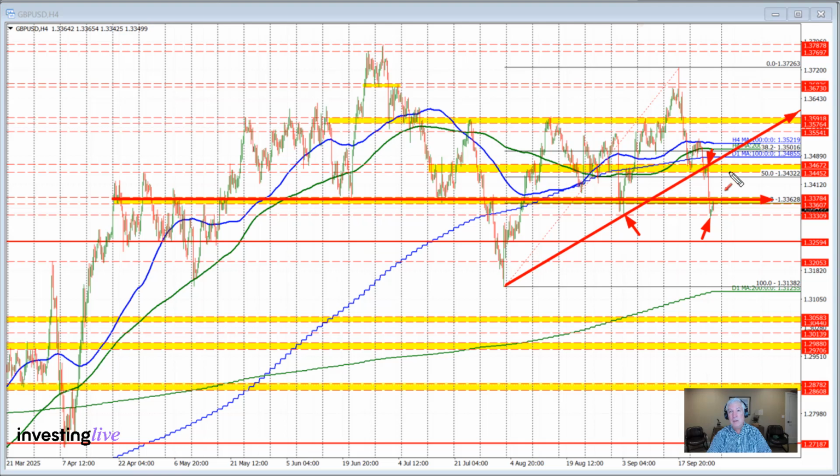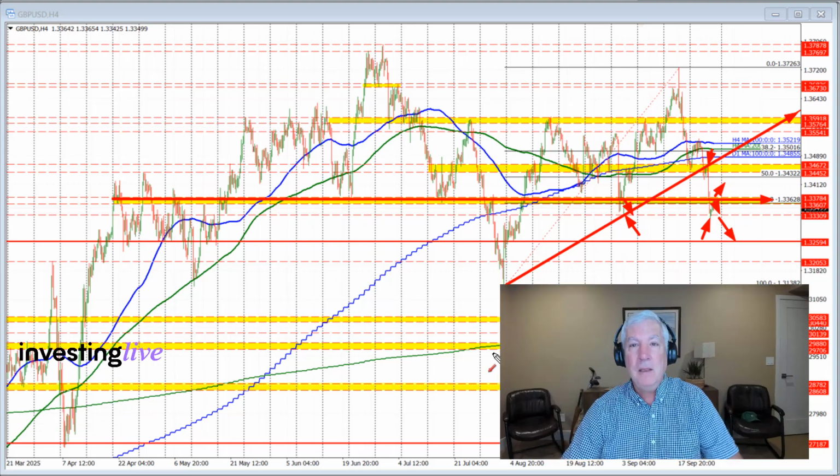If we move above it, look for further upside momentum on the failure to keep this break going to the downside. If we stay below it, then look for a rotation down toward the 132.59 level. So there you have it. A look at three of the major currency pairs to kickstart your day.